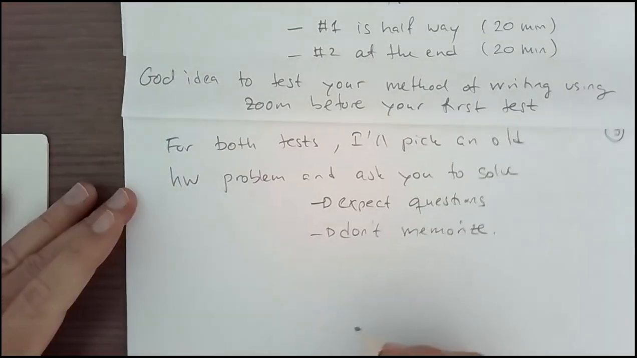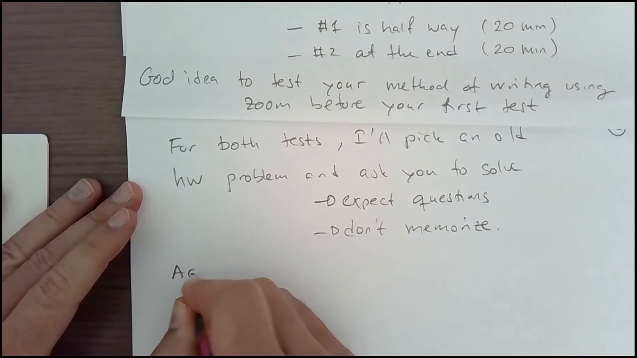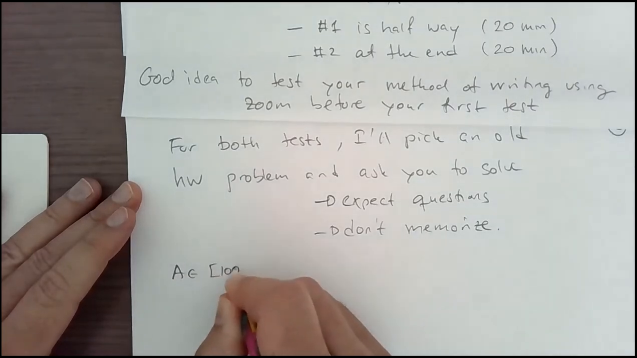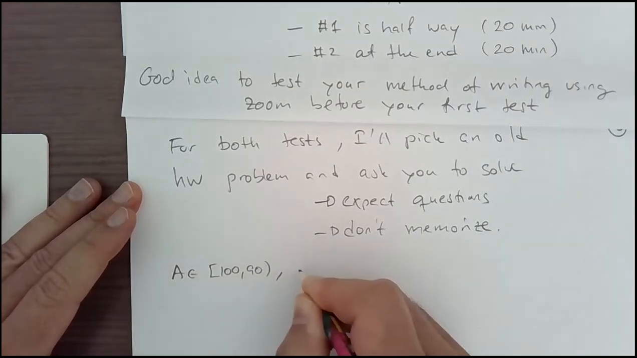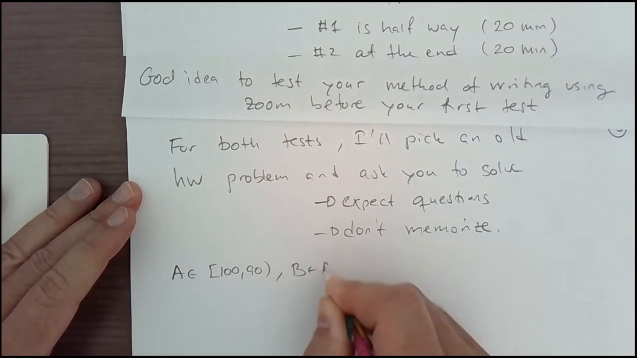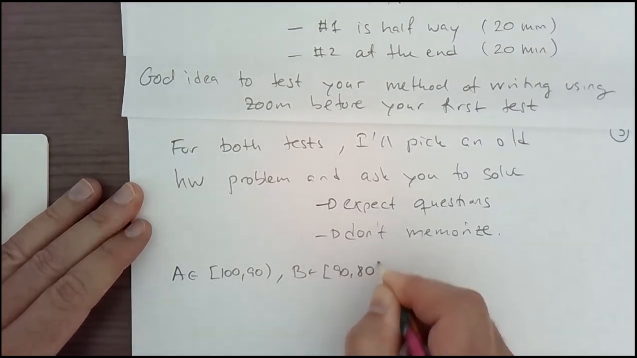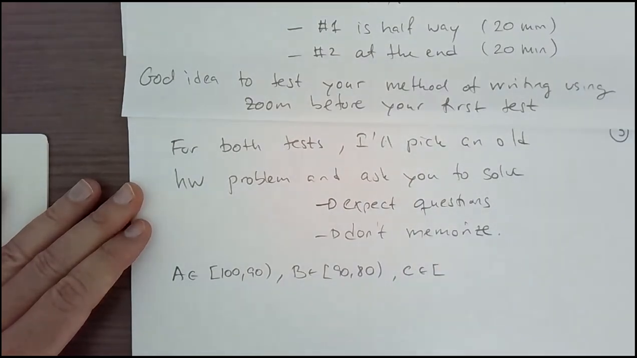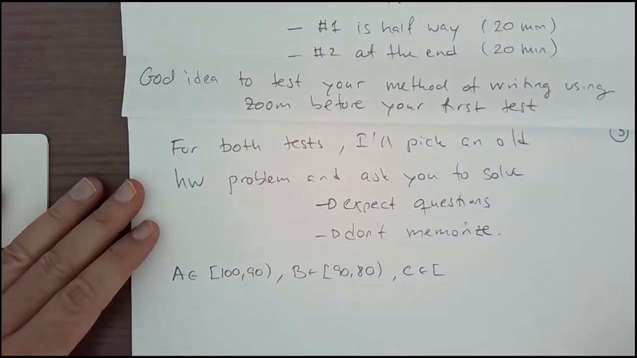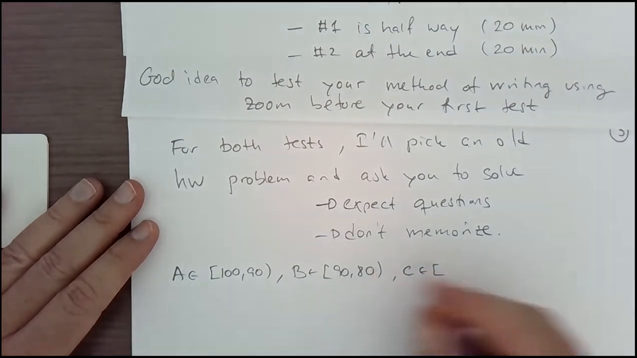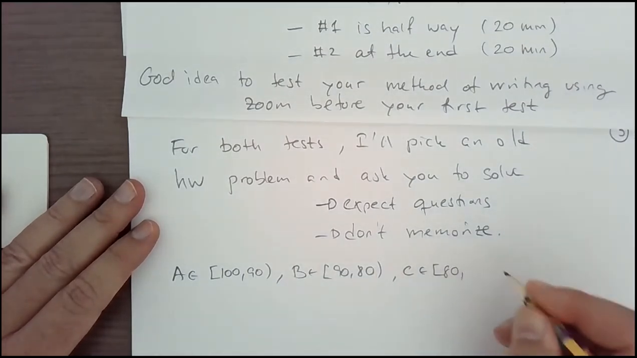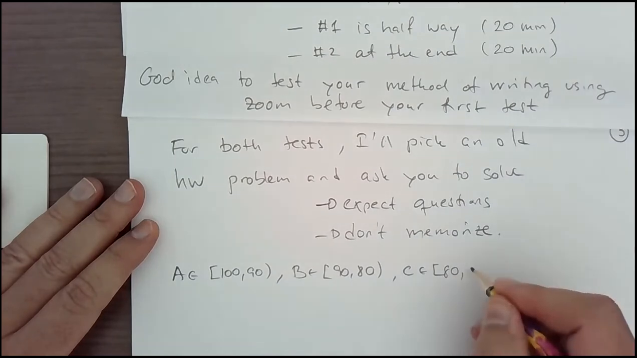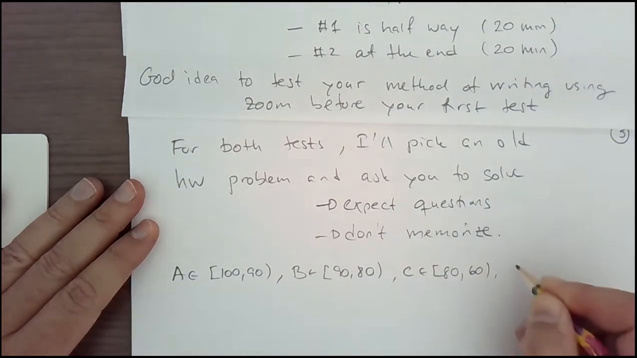The grades that are assigned, typically you get your A's when you sit between 100 and 90, and you get a B when you sit between 90 and 80. You get a C when you sit between 80 and 60, and then F is less than 60.